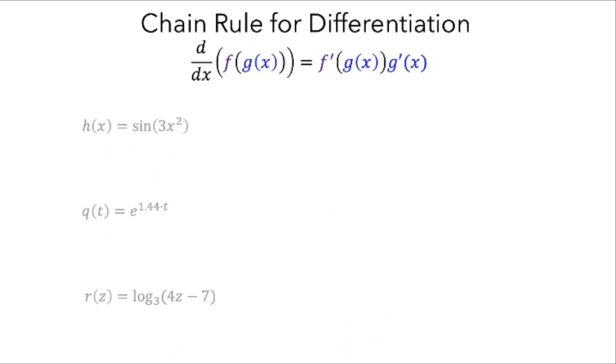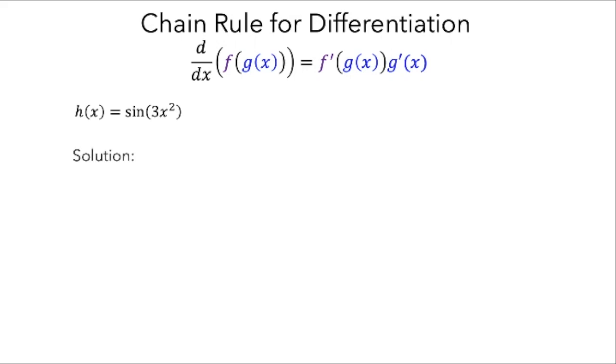Now that we identified the functions for which we could use the chain rule to compute their derivative, let's look at h of x to find the derivative. For the first example, we have h of x equals sine of 3x squared. We want to write h as a composition of f and g. The outside function f is sine of x, and g, the argument, is 3x squared.